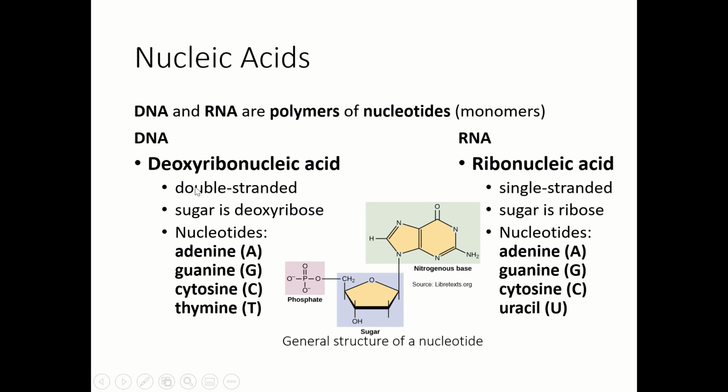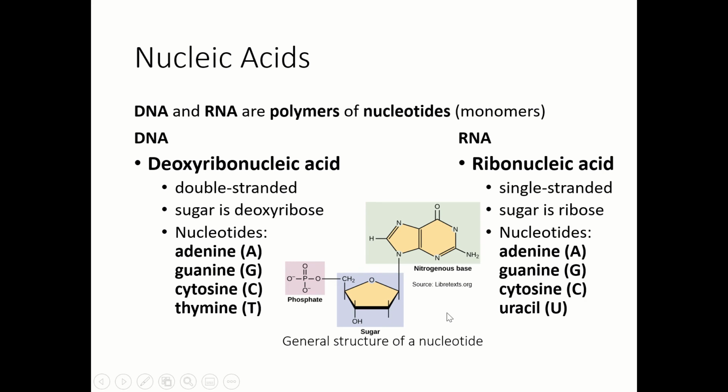In DNA, the sugar has one fewer oxygen. That's why the sugar is called deoxyribose. In RNA, the sugar is ribose. In both cases, it's a 5-carbon sugar, so C5H10O5. The nitrogenous base determines what the nucleotide is called and what its function is.